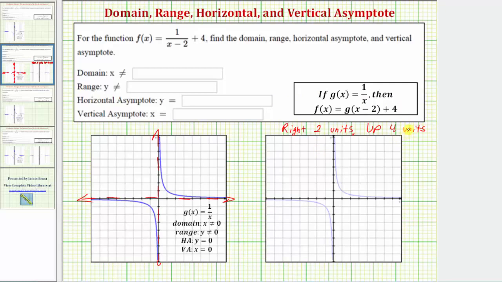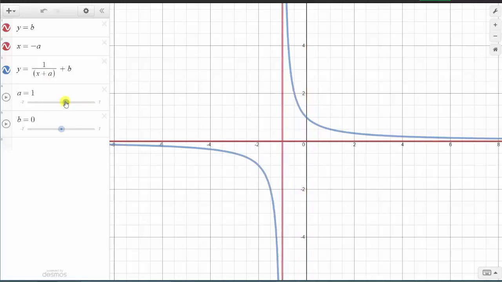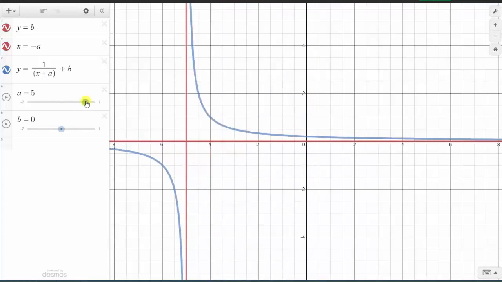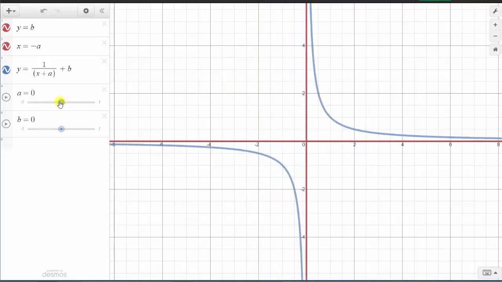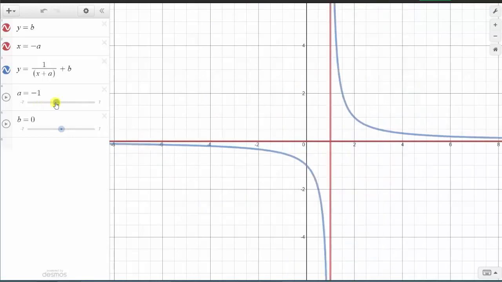Before we do these translations, let's review horizontal and vertical shifts using an animation. In blue we have the graph of g of x equals 1 divided by x, and in red we have the graph of the horizontal and vertical asymptotes. So in this form, looking at the equation here, a is 0 and b is 0. Let's see how the value of a affects the graph. Notice if a is positive, the graph is shifted left a units, and so is the vertical asymptote. If a is negative, notice how the graph is shifted right a units, and so is the vertical asymptote. So the value of a shifts the graph left or right.